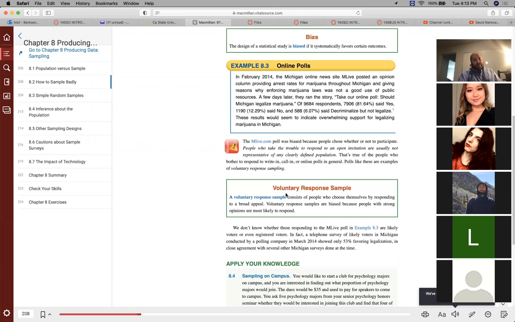Another one that's really bad is a voluntary response sample. In a voluntary response sample, the people who want to respond, do so. And those people are usually ones who feel very strongly about the issue. Because of that, it's not representative of the entire population.